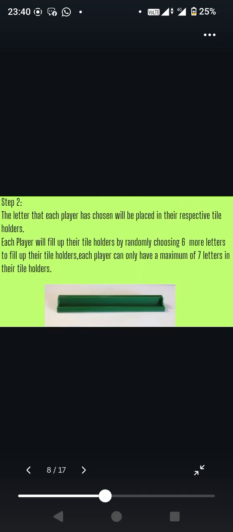The letter that each player has chosen will be placed in their respective tile holders. Each player will fill up their tile holders by randomly choosing 6 more letters. Each player can only have a maximum of 7 letters in their tile holders.